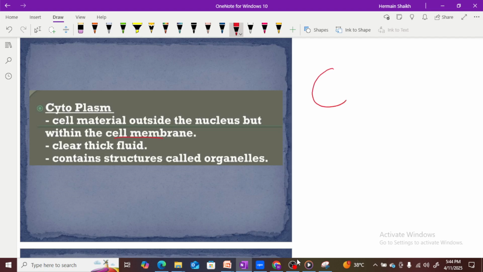So we have seen the cell that contains the cell membrane, the nucleus, and several other organelles present in the cell. Here we can see the liquid or fluid present around the organelles, bounded by the cell membrane. That liquid or fluid is known as the cytoplasm. It is basically a clear and thick fluid that contains structures called organelles.